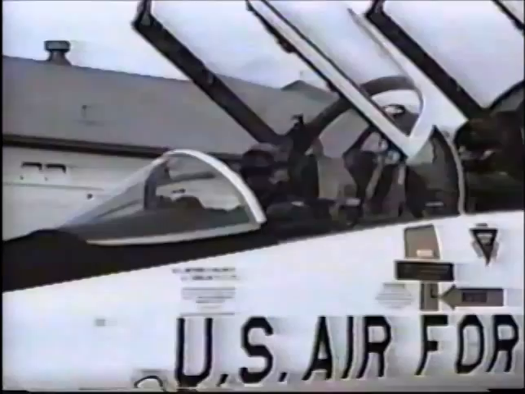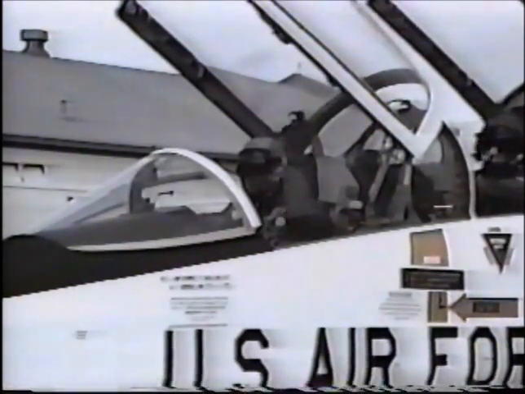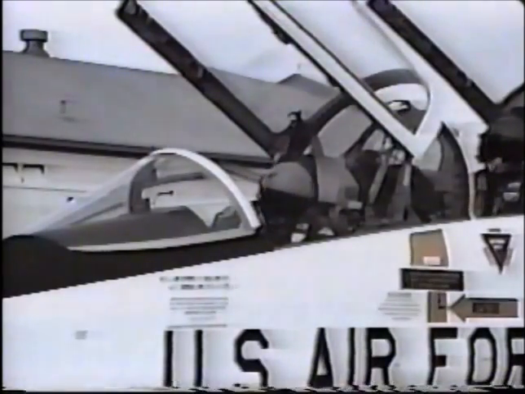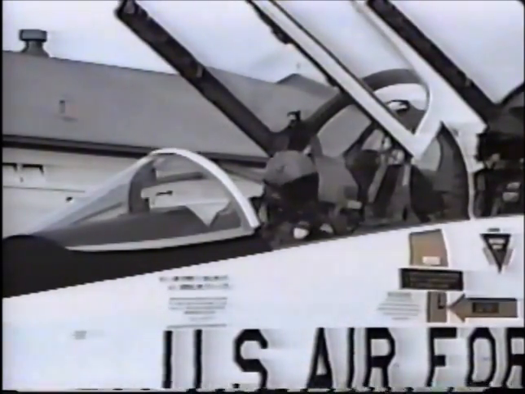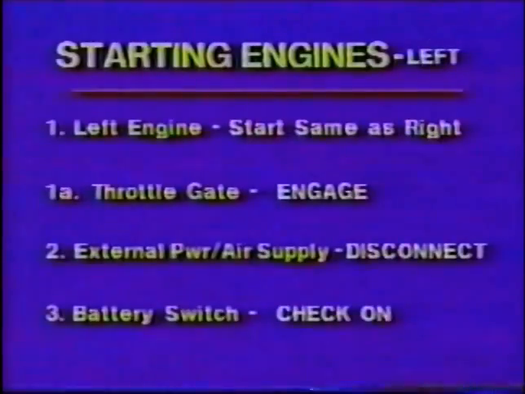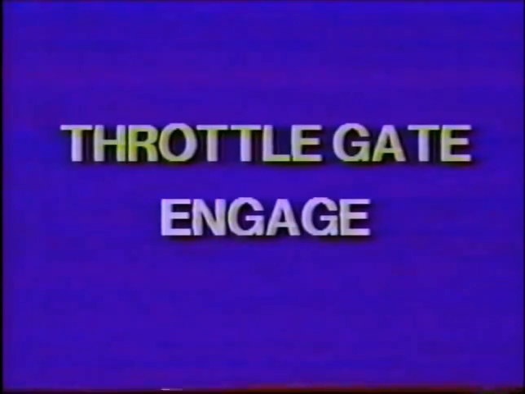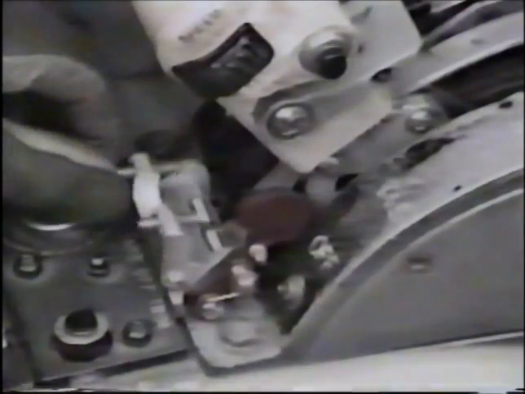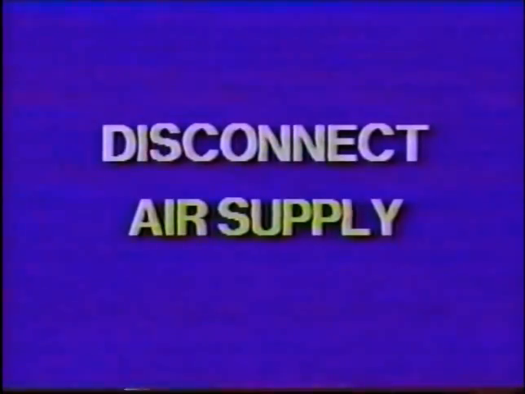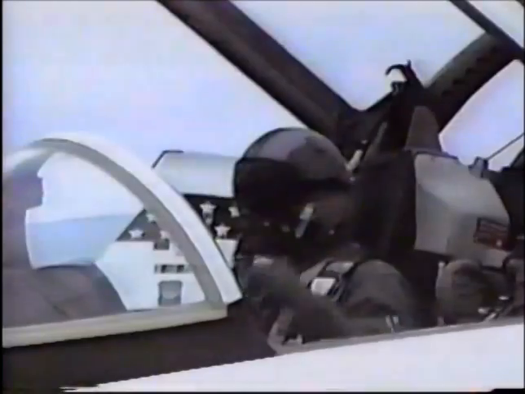When the crew chief is ready to monitor the left engine start, clear the intake. Then, give the start signal and repeat the steps we just covered to start your left engine. With both engines started, engage the throttle gate located on the front cockpit throttle quadrant. Now, signal the crew chief to disconnect the air supply from your aircraft.